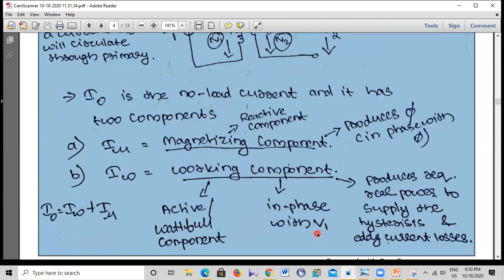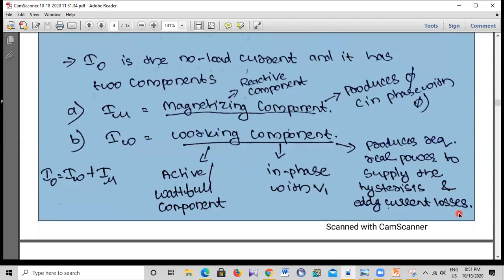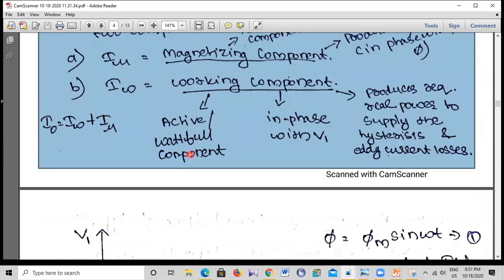Another phasor component is coming, and it produces real power to supply the hysteresis and eddy current losses. So all these losses will come in the case of the real power. In the case of Iw, that is the working component, and I mu is the magnetizing component. And I mu plus Iw is equal to I0, which is the no load current.